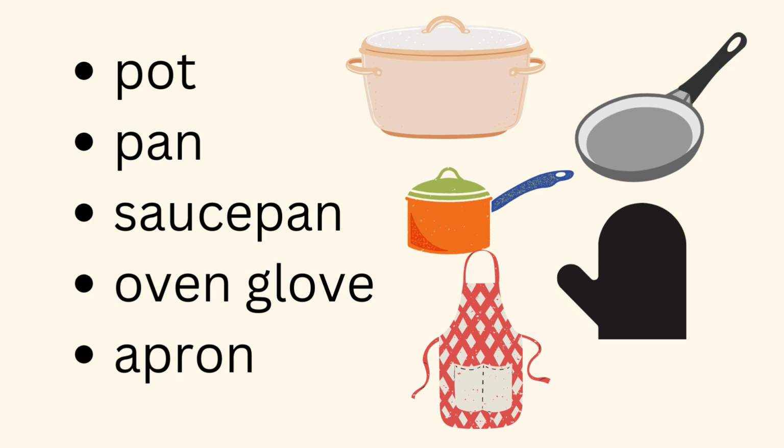Now let's move over to the next word, which is a pan. A pan is an open, shallow metal container used for cooking. Now here is an example of how we can use the word. Please use the red pan to fry your eggs.